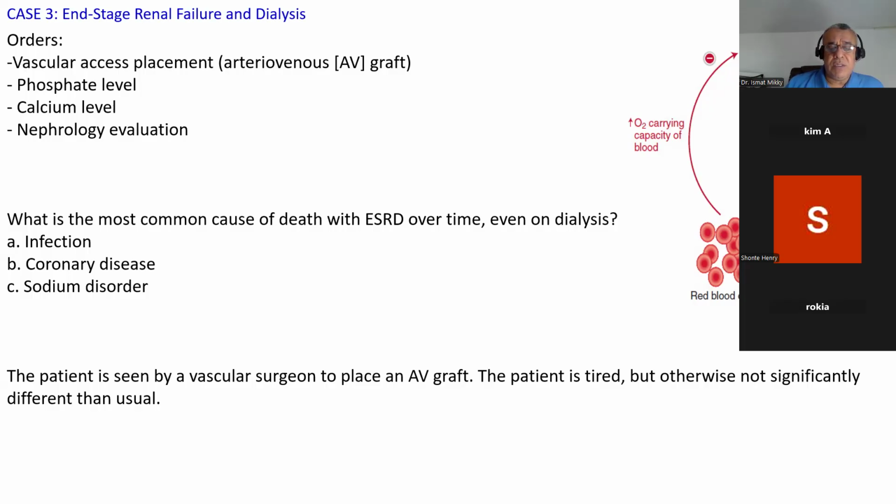And most patients with end-stage renal disease, even when they are on dialysis, the most likely cause of death would be coronary disease. Renal insufficiency greatly accelerates the process of atherosclerosis, and that's why for patients with ESRD, the death would be due to coronary disease.